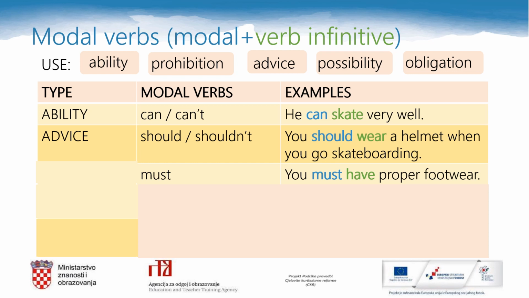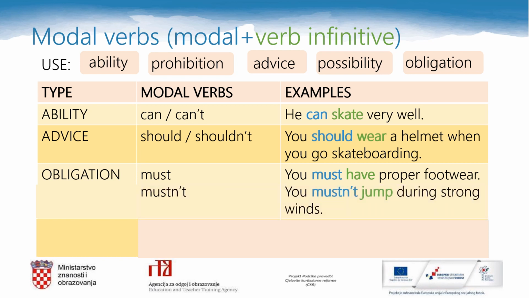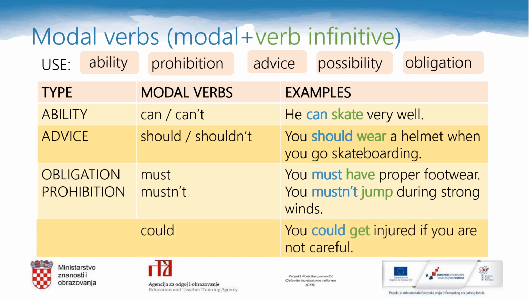Next verb is the verb must. You must have proper footwear. What is must used for? We use must to express obligation, and its negative form, mustn't. You mustn't jump during strong winds. What do we use mustn't for? We use it to express prohibition. And the last modal is the verb could. You could get injured if you're not careful. What do we use could for? We use it to express possibility. Excellent job.